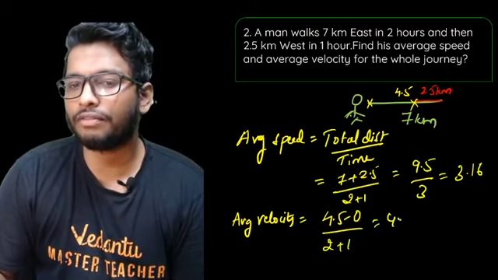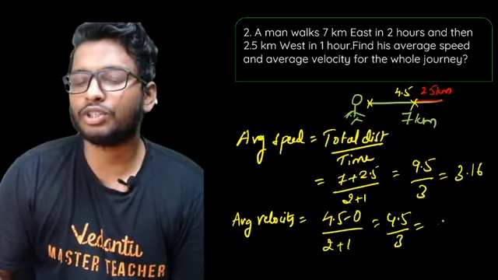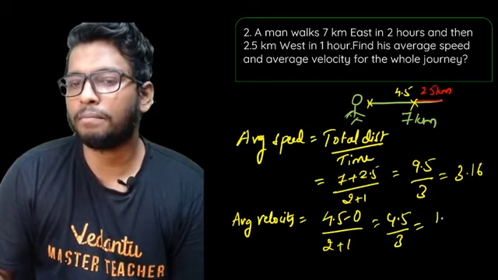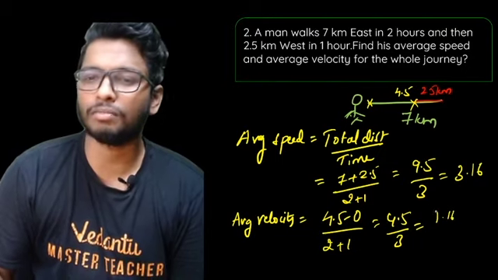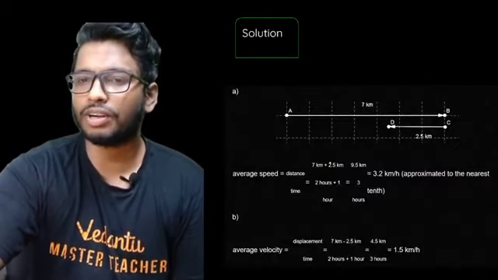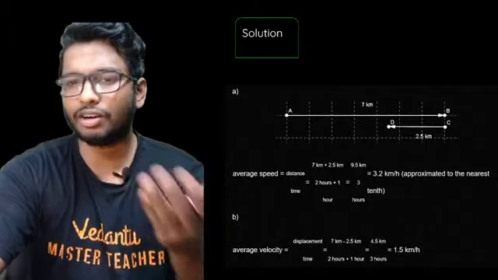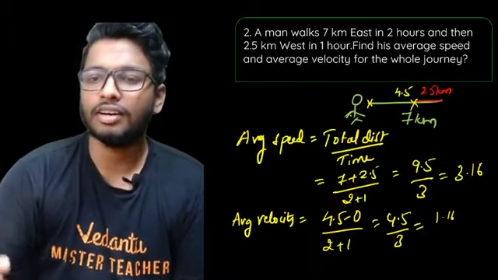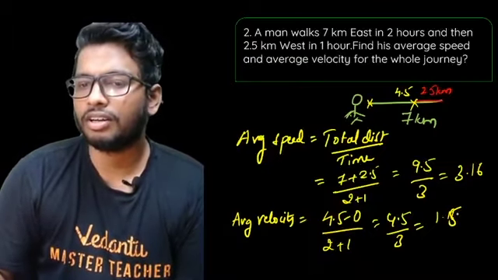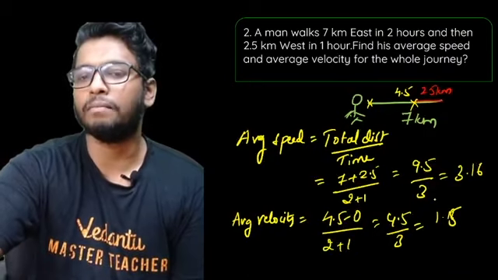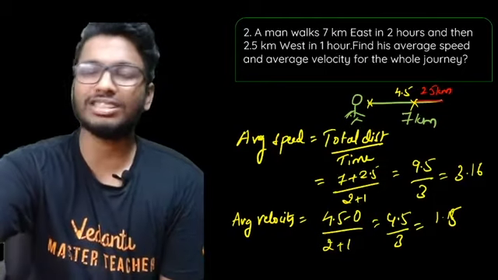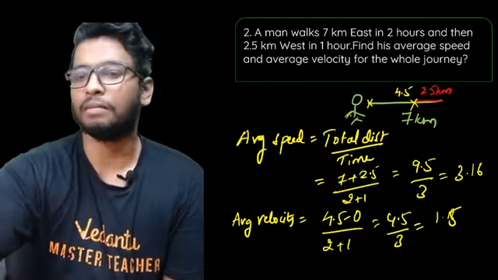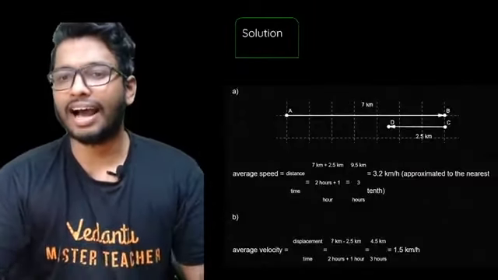So that'll be 4.5 divided by 3, which would give me around 1.166 if I'm not wrong. If I round off the values, I get 1.5 over here, and this would be basically 3.2 kilometers per hour. So I got 3.16, which you can round off and put as 3.2 kilometers per hour. As simple as that, guys.